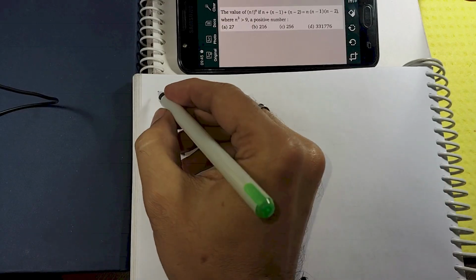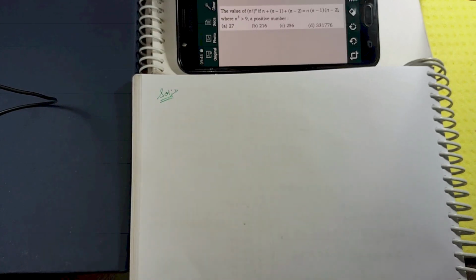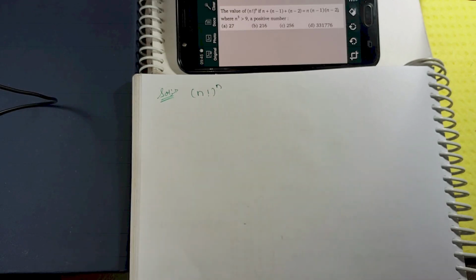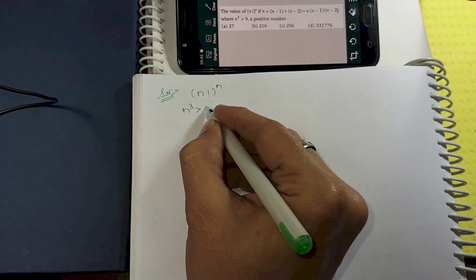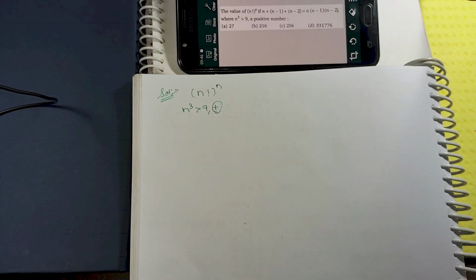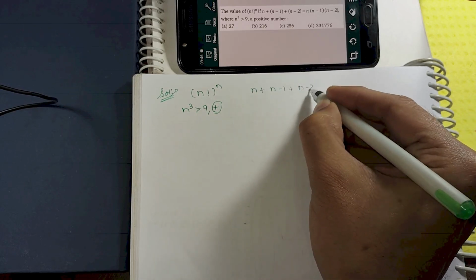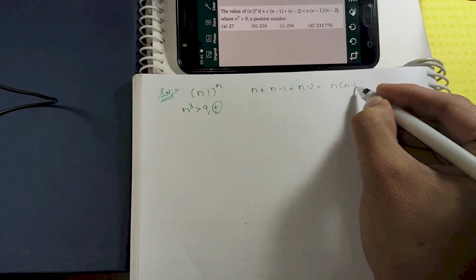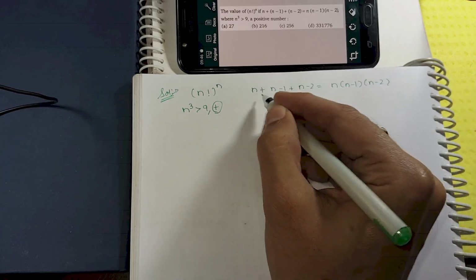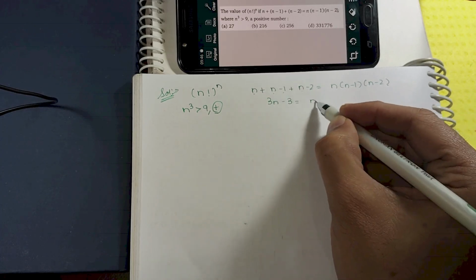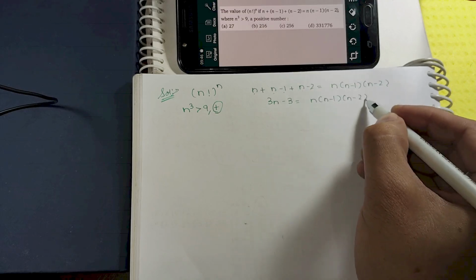The value of n factorial whole raised to power n, if n plus n minus 1 plus n minus 2 is equal to n into n minus 1 into n minus 2, where n cube is greater than 9. So we need to find the value of n factorial whole raised to power n. And we have been given that n cube is greater than n and it is a positive number. Now n plus n minus 1 plus n minus 2 is equal to n into n minus 1 into n minus 2. Now this is n plus n, 3n minus 1 minus 2, 3n minus 3. This is equal to n into n minus 1 into n minus 2.